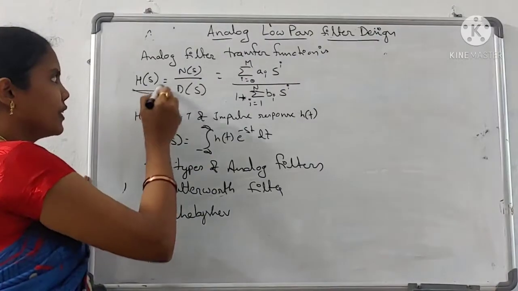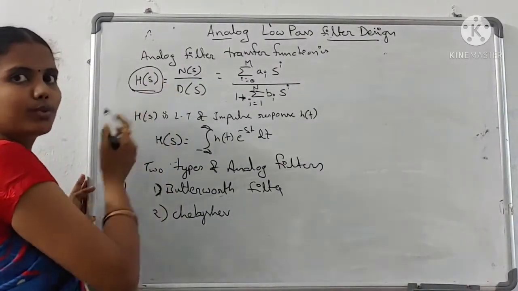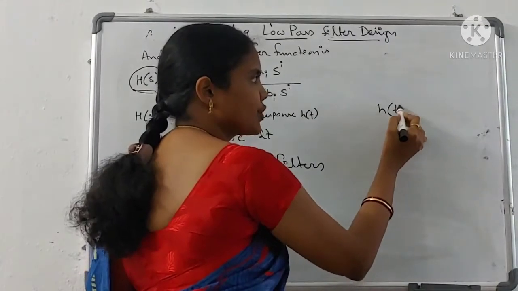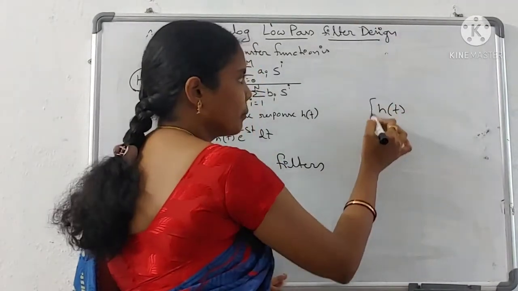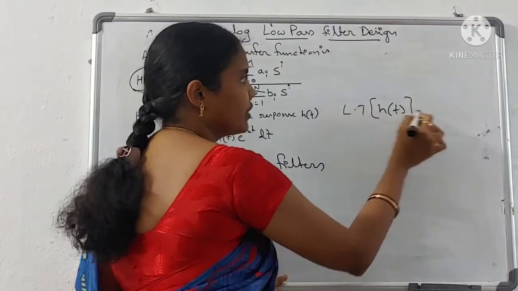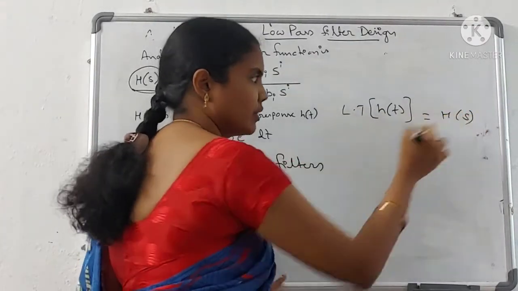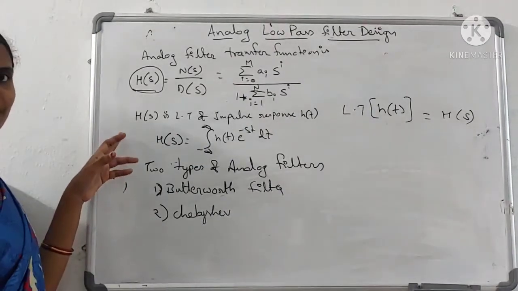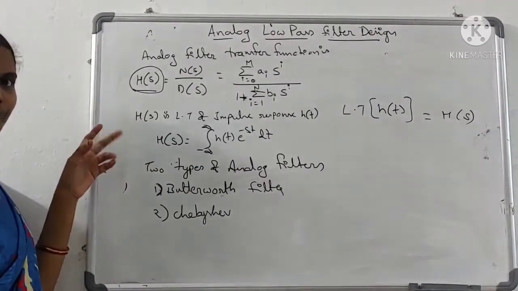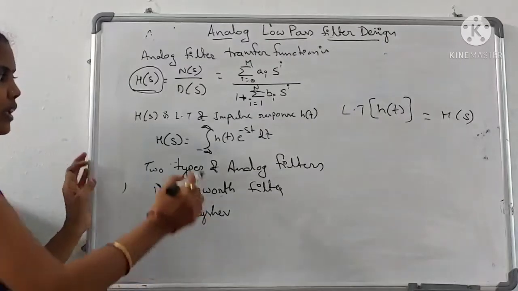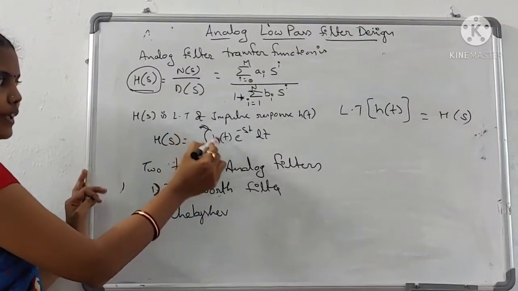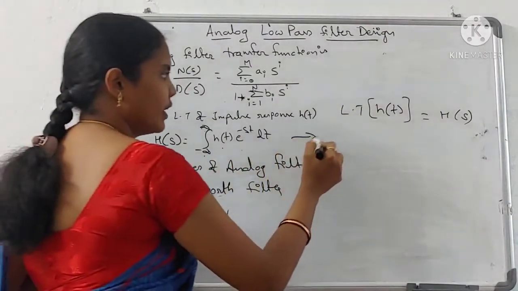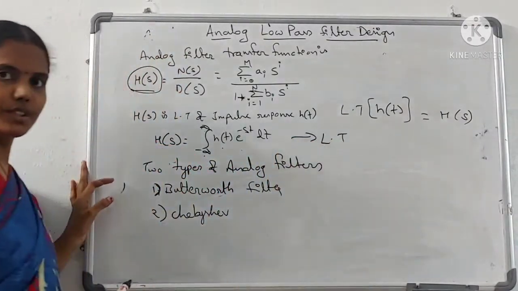Okay, H of s is nothing but the Laplace transform of the impulse response. So the impulse response is represented as h of t. If you apply a Laplace transform to this, you get H of s. Next, what is the formula for the Laplace transform? H of s is equal to integral minus infinity to infinity h of t e power minus st dt. So this is the general Laplace transform equation.